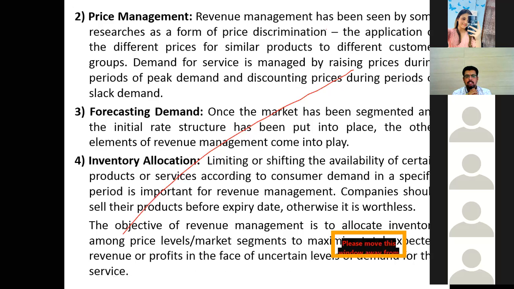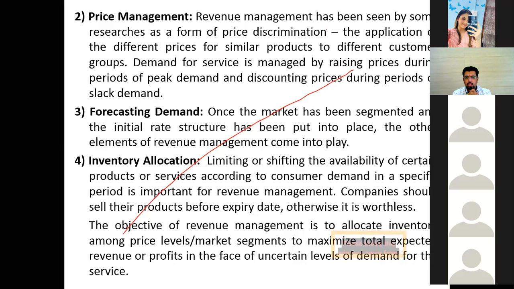The second one is price management. Revenue management has been seen by some researchers as a form of price discrimination: the application of different prices for similar products to different customer groups. No doubt there are a number of different customers, so how are you going to set the price and how are you going to maintain equality? That is up to you. Demand for service is managed by raising prices during periods of peak demand and discounting prices during periods of slack demand also.